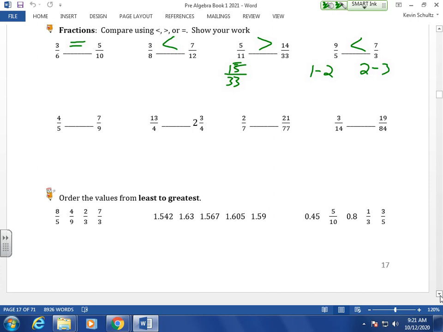Next one, 4/5 and 7/9. 4/5 is greater than 7/9. 13/4 is greater than 2 3/4. 2/7 is greater than 21/77. And 3/14 is less than 19/84.